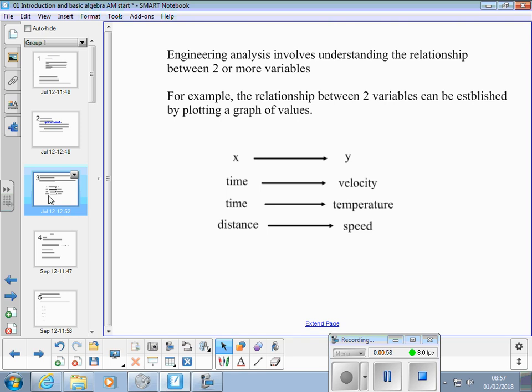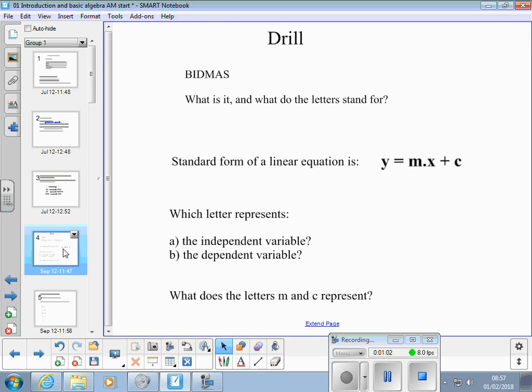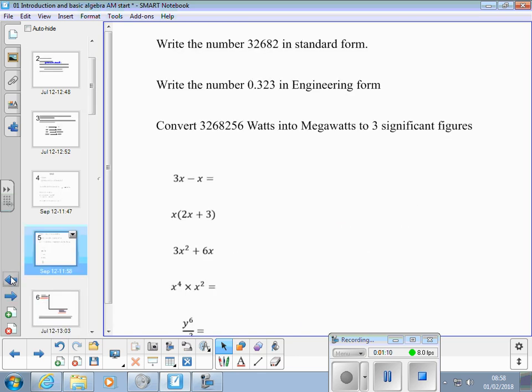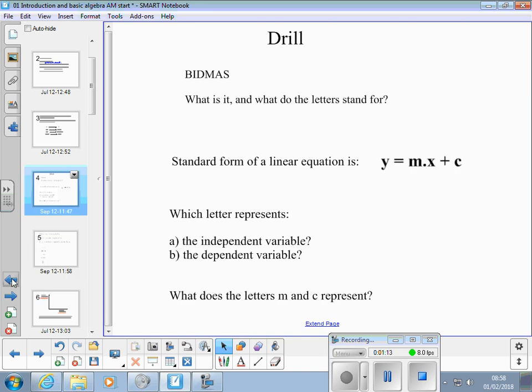So, moving on again. Got a little drill for you. I can't remember if it's over 1 or 2 pages. Yeah, 2 pages, I think. The next 2 pages, a little bit of a drill on things you might already know. So, just 5 minutes. Have a go at those. Okay. Then we'll come back to that, and I'll explain and fill in any gaps.